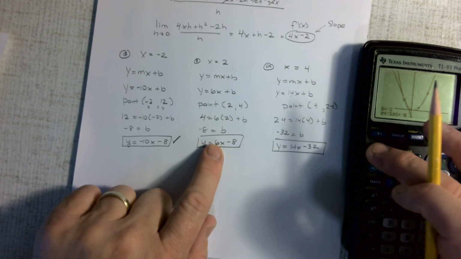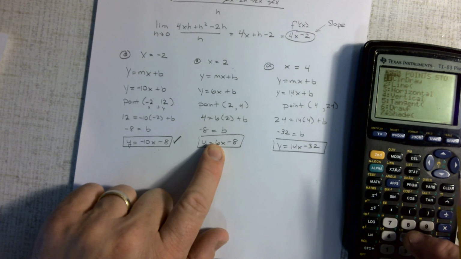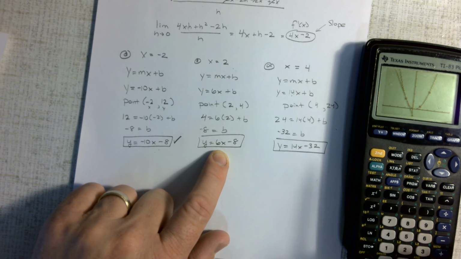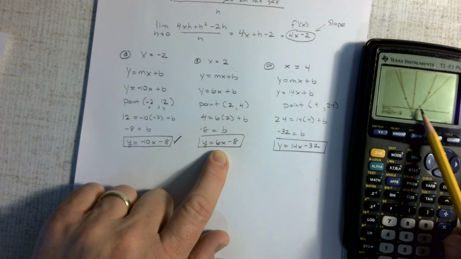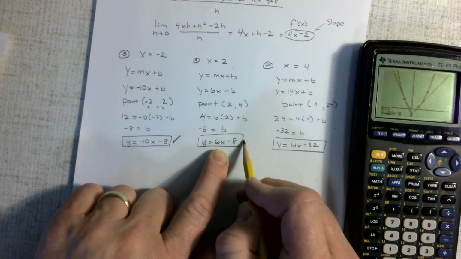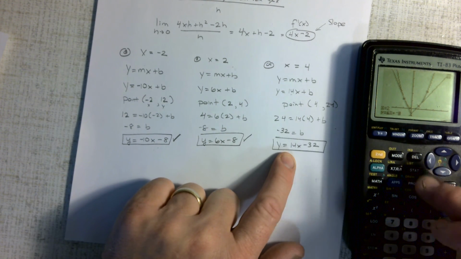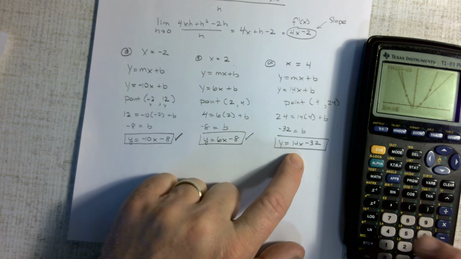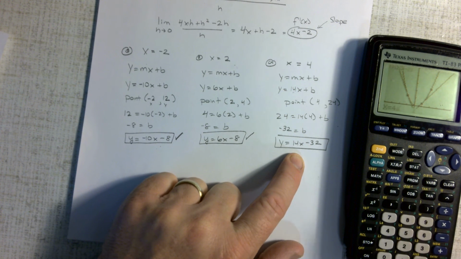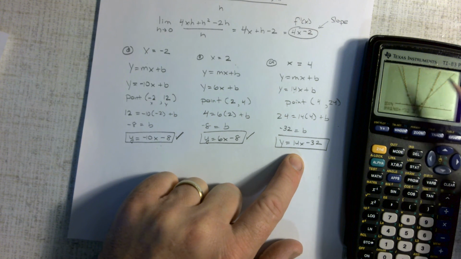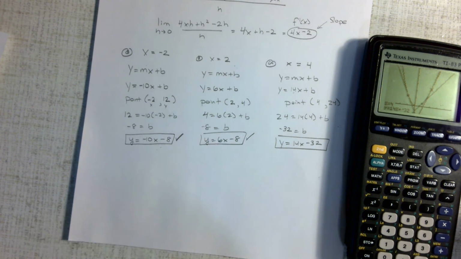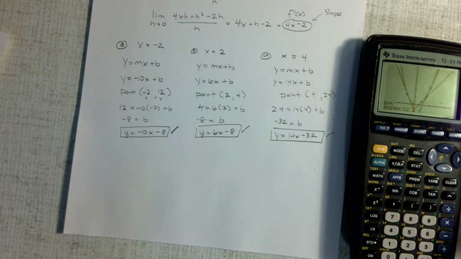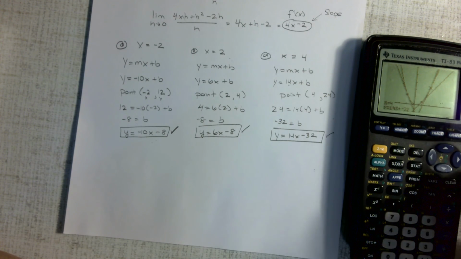So let's do this one. Second draw, tangent, number 5. It's asking for the input of 2. Input of 2. It draws it, and 6x minus 8. And the last one, second draw, tangent. Input of 4. Enter, and tangent line, and 14x minus 32. Alright, that's our job. Our job is to find that slope, that tangent line.